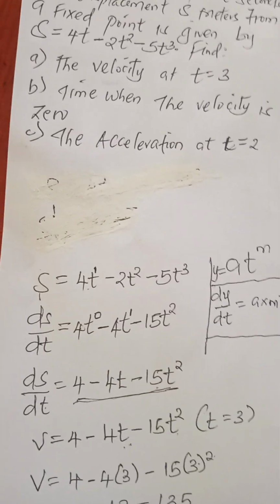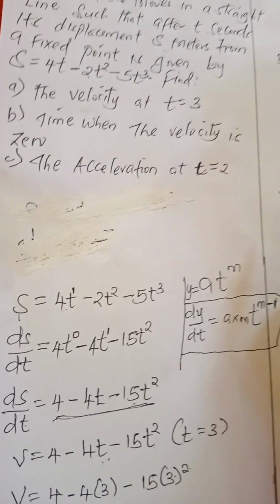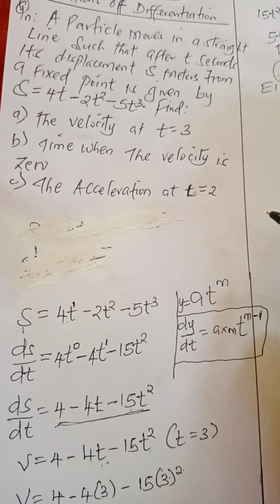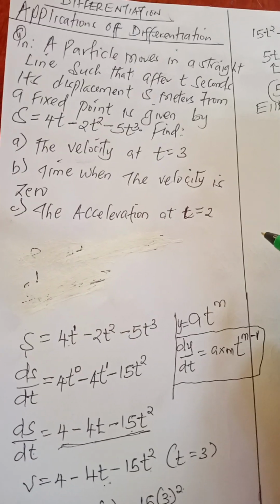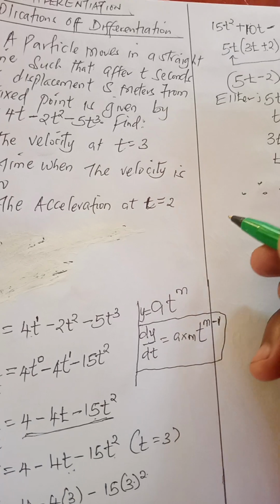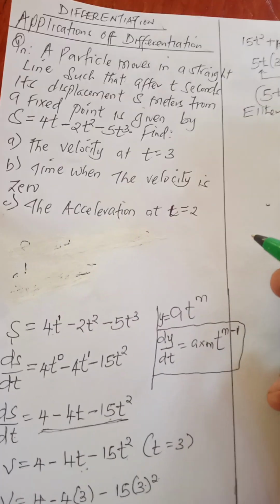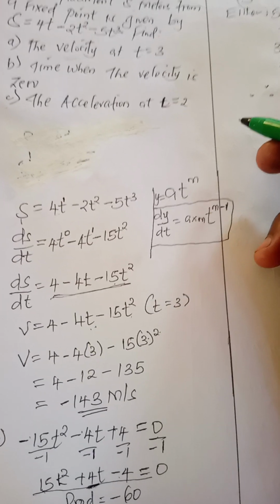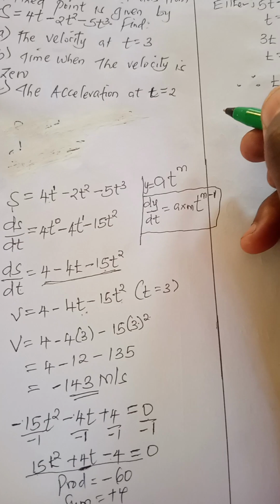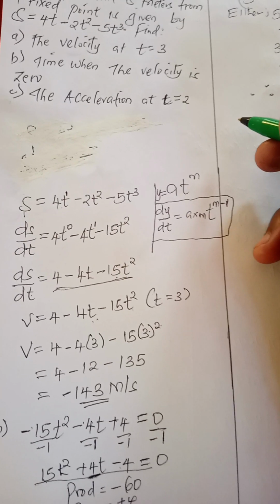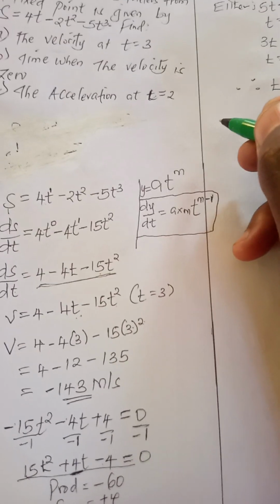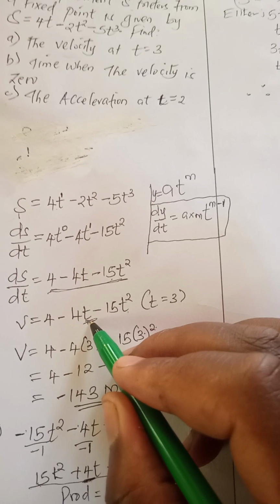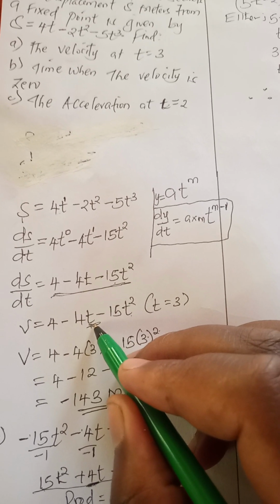Then when we come to part C, it says find acceleration at t is equal to 2. So how do we find acceleration? To find the expression for acceleration, we usually differentiate the expression for velocity with respect to t. The expression for velocity is this one here: V is equal to 4 minus 4t minus 15t squared.